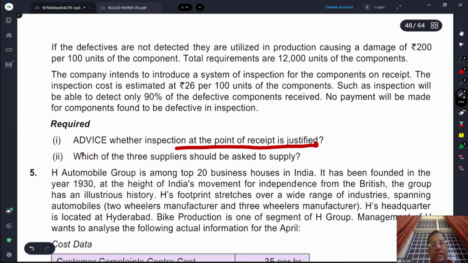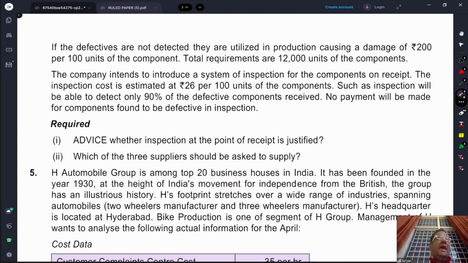है ना, आपको बताना है क्या इंस्पेक्शन एट द पॉइंट ऑफ रिसिप्ट जस्टिफाइड है या नहीं है. ओके बेटा, so I'm giving you, don't jump to solve it first. First make a structure in your mind beta, because such offbeat questions require structure. तो माइंड में आप अपना स्ट्रक्चर बनाइए कि what will be the detail, कैसे हम इस क्वेश्चन को सॉल्व करेंगे, how we can arrive to the conclusion whether the inspection at the point of receipt is justified, whether we have to do the inspection at the point of receipt or not.